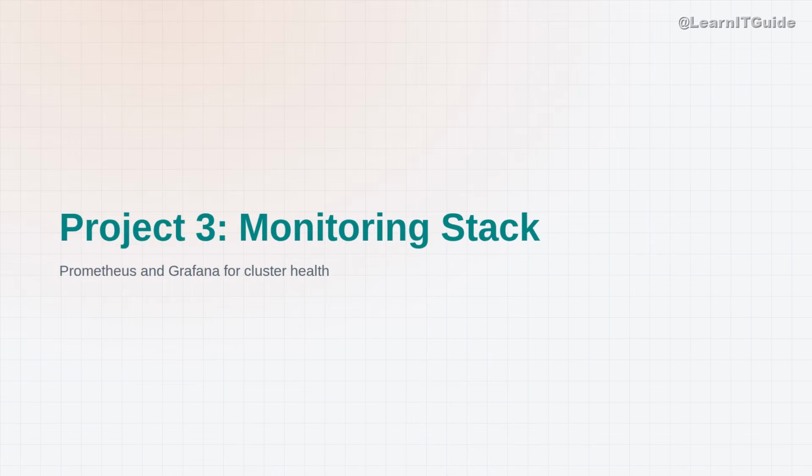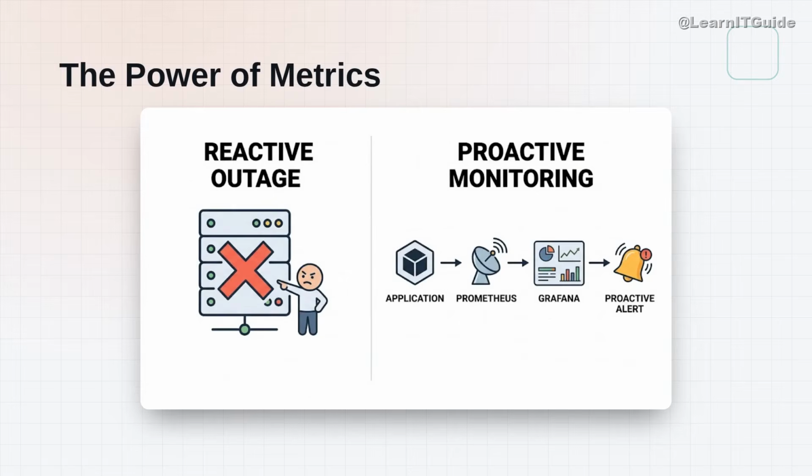Project 3 is Observability. If you cannot see what is happening in your cluster, you're blind. You should deploy Prometheus to scrape metrics and Grafana to visualize them. This teaches you how to manage complex service discovery and internal configuration. In a production environment, you need proactive alerts. Prometheus monitors your CPU, memory, and custom application metrics. Grafana turns that data into actionable dashboards. Without this, you are just waiting for users to report outages.